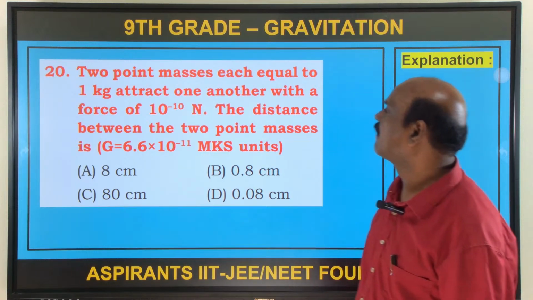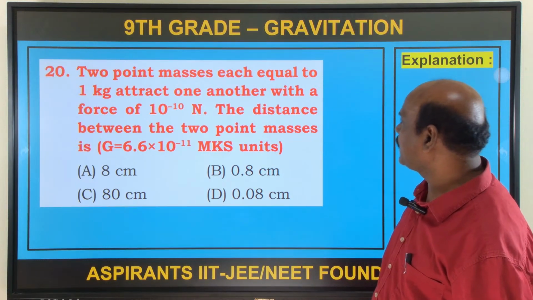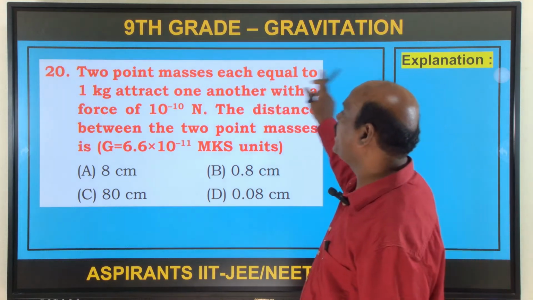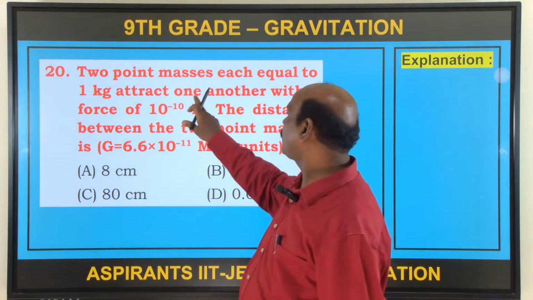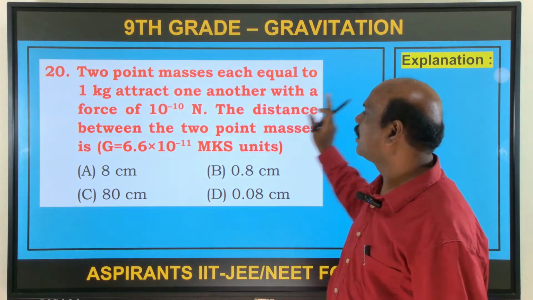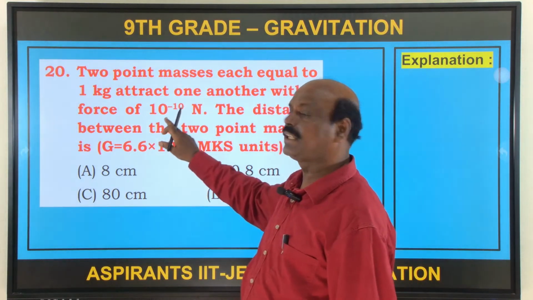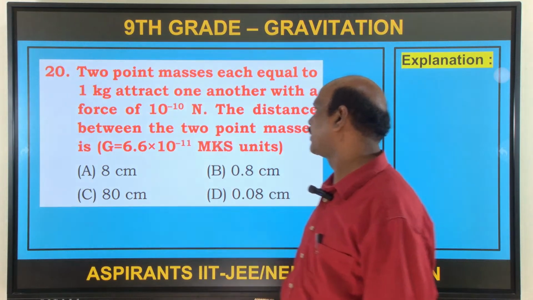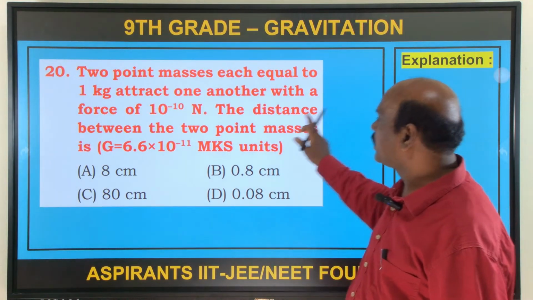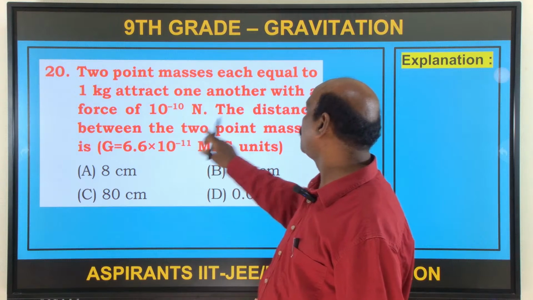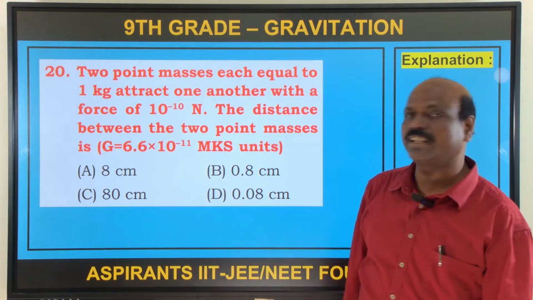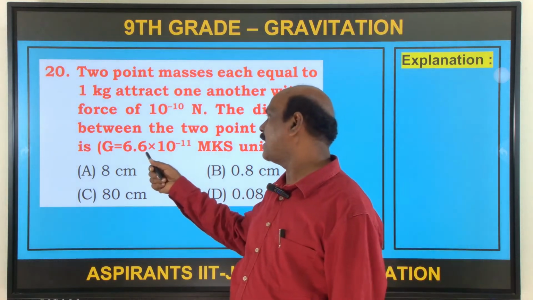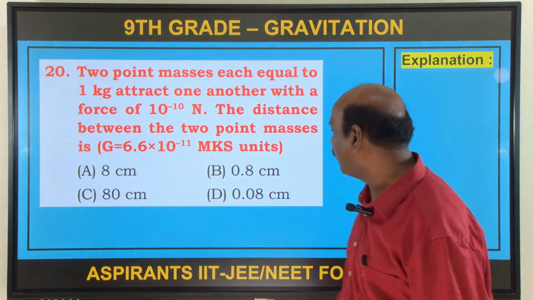Next, two point masses, each equal to 1 kg, attract one another with a force of 10 power minus 10 newtons. What is the distance between the two point masses, where we are taking G equal to 6.6 into 10 power minus 11?